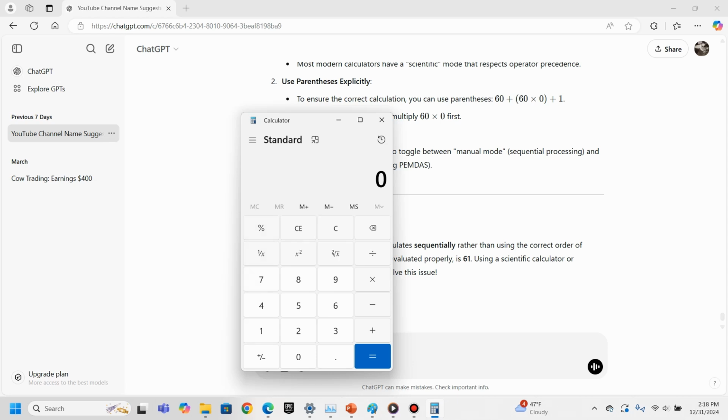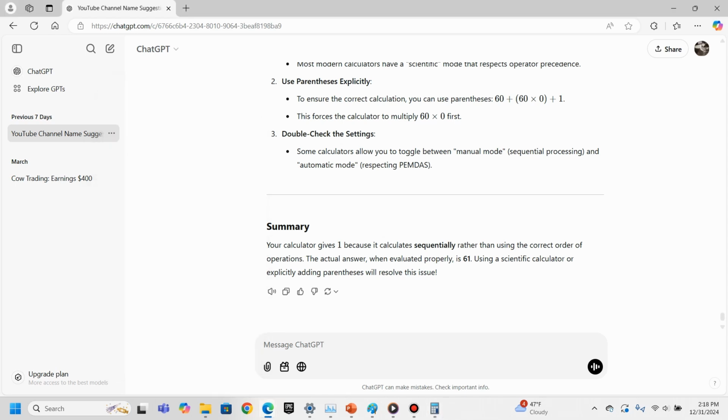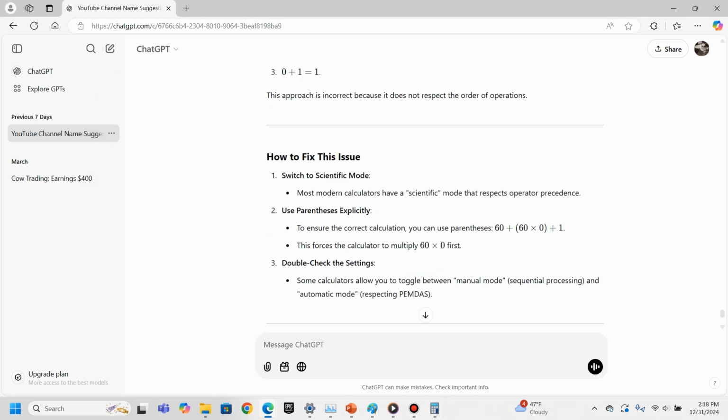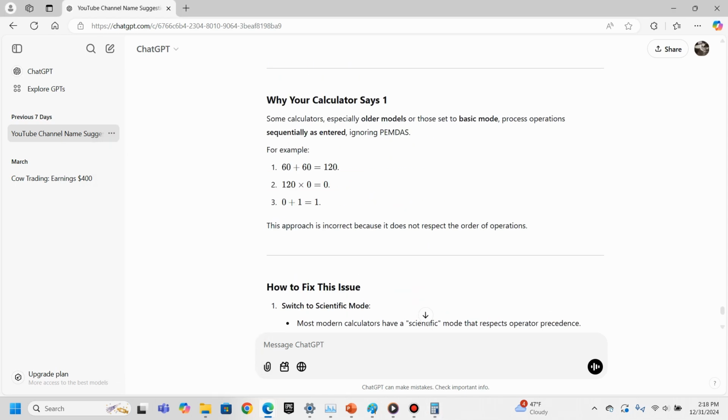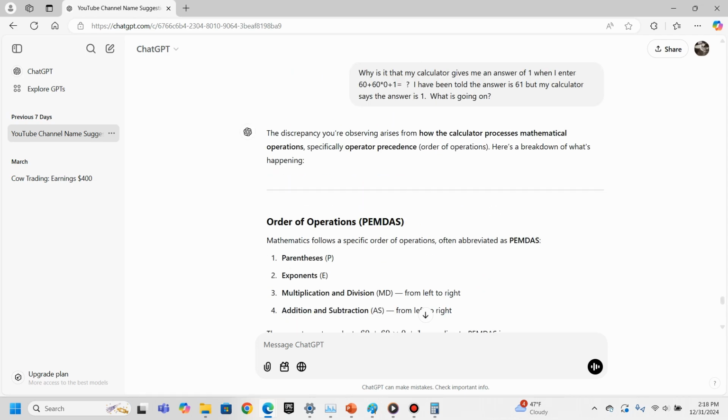But when I'm looking at this calculator here, I don't see the option for using parentheses. But I just showed you how you can get the right answer. You just manually do the multiplication first. So yeah, the ChatGPT answer is kind of okay. It's not as good as I wish it was because it kind of overlooks some things about calculators.